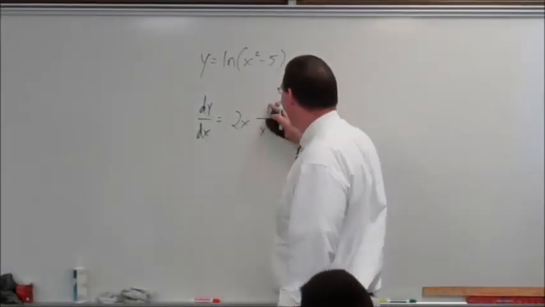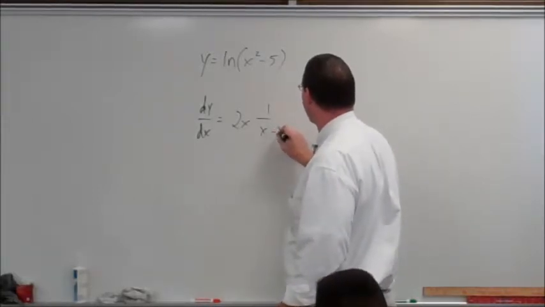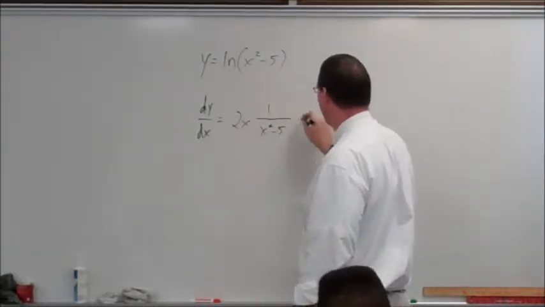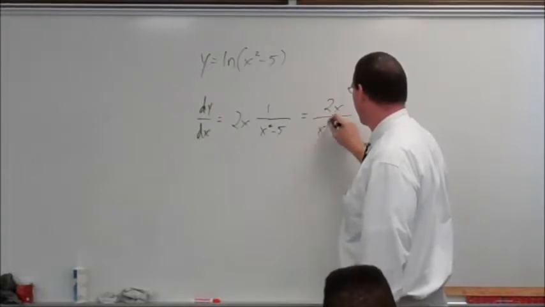What about the challenge question? Wait. Oh, sorry. x squared minus 5 equals 2x over x squared minus 5.